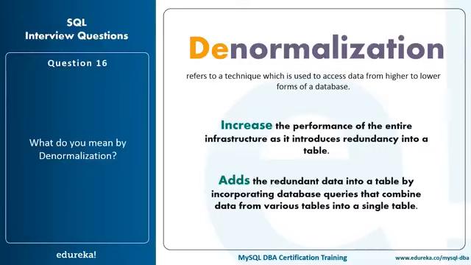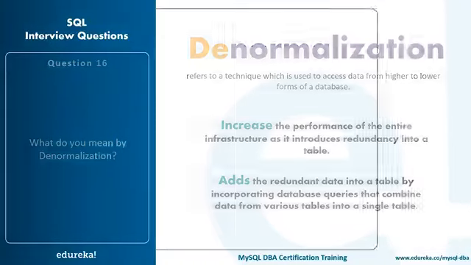So if you have to explain denormalization, you can just say that it is a technique which is used to access data from higher to lower forms of database, and it adds redundant data into the table by incorporating database queries that combine data from various tables. So I hope I'm clear with this point.